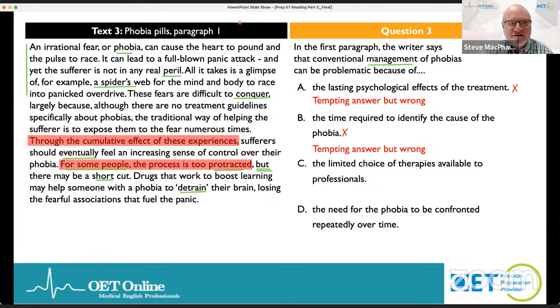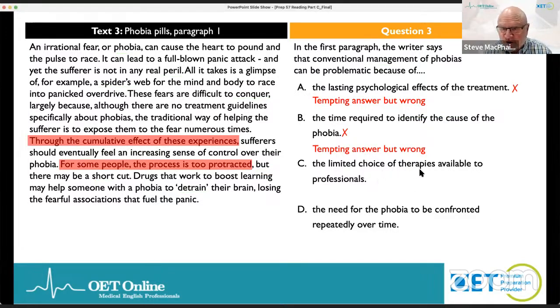So if I change this one, the time required to, if I put a different word and I wrote in treat the phobia, it would be correct, right? So that's why you have to be analytical when you read. If you miss that point, you get the answer wrong. So if you're not picking up on that, then you're not analyzing enough. That's what you need to do. Go to the next one.